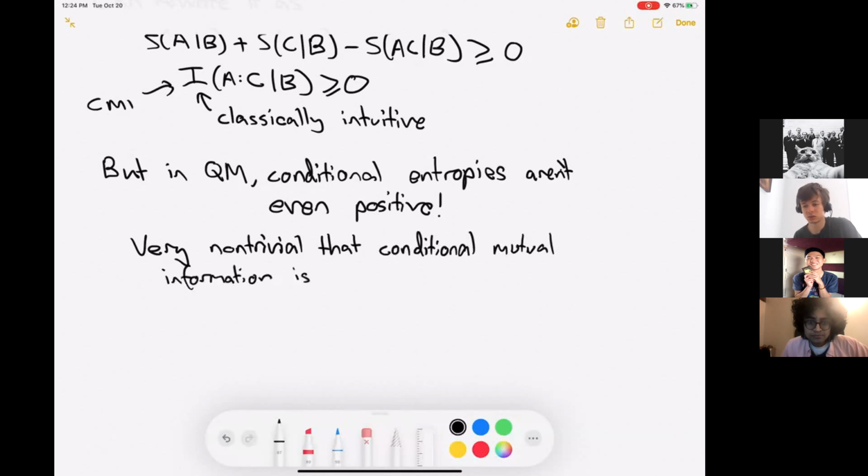Okay, so that is all I have to say. Any questions on the last stuff about strong subadditivity?